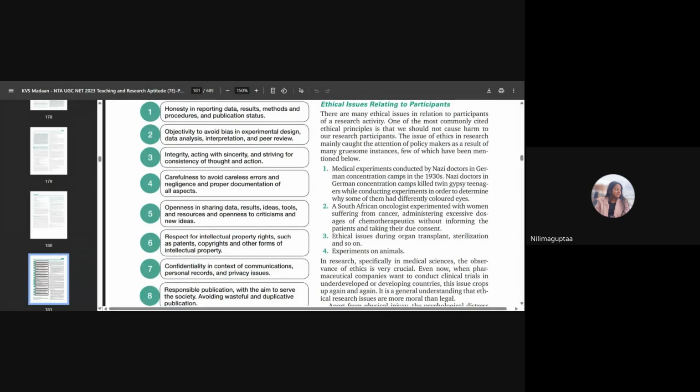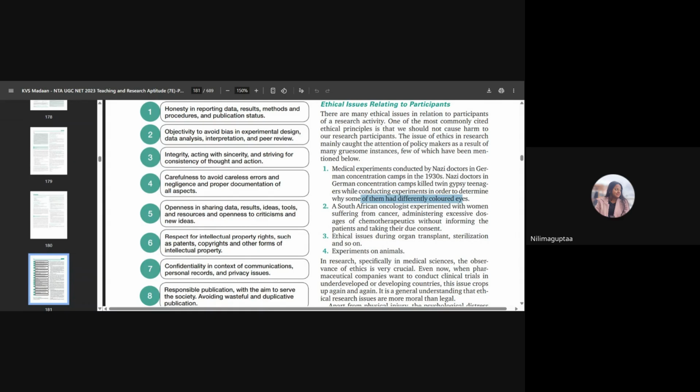It is very bad. One of those experiments talked about there was a medical experiment conducted by Nazi doctors in a German concentration camp in 1930. Nazi doctors killed twin Gypsy teenagers while conducting an experiment to determine why some of them had differently colored eyes. This is highly against research ethics, and it is highly against the law also.